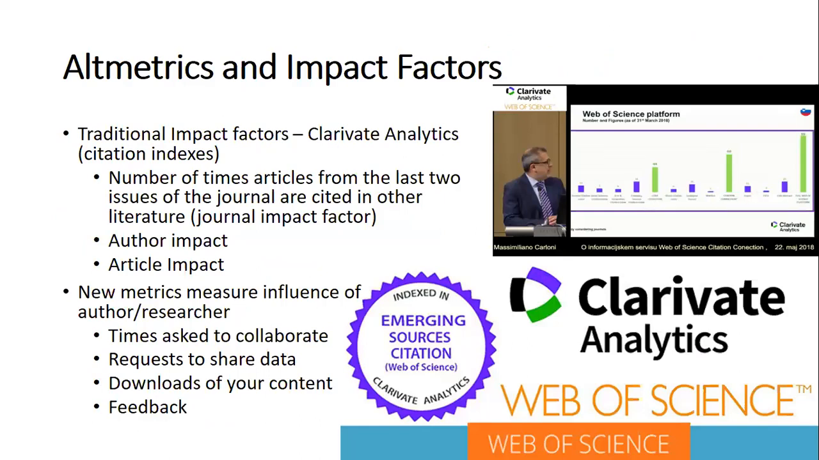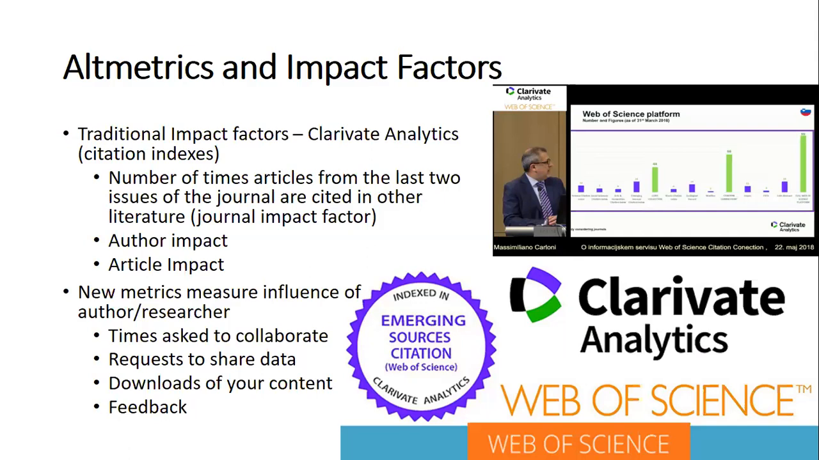Traditionally, the scholar looked for their work to be quoted in other publications, such as in the Journal Citation Index, which is now called Clarivate Analytics. They would measure how many times your articles from the last two issues of a journal were cited in other literature. This is called the journal impact factor. Equally, they could calculate your impact: how many times your articles were cited, or how many times a particular article was cited.